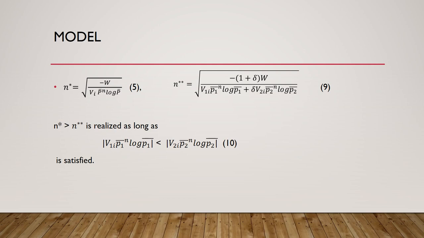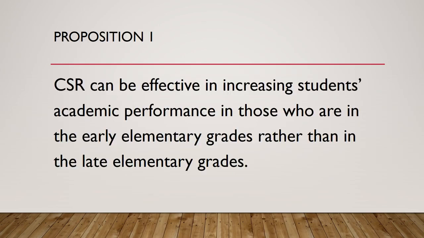This means that the optimal class size becomes smaller as long as individual learning environments and honestness toward studying improved by class size reduction, and vice versa. Through our model, we obtain 3 propositions. Proposition 1. Class size reduction can be effective in increasing students' academic performance in those who are in the early elementary grades rather than in the late elementary grades.